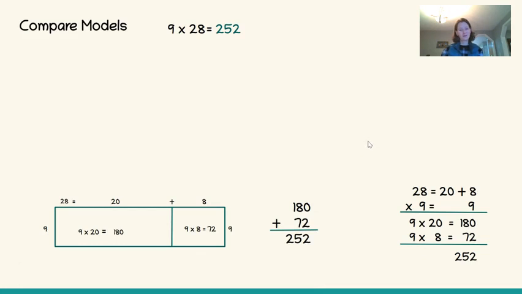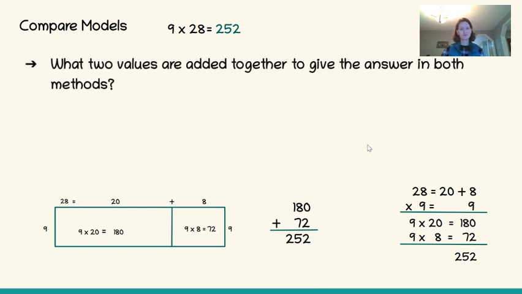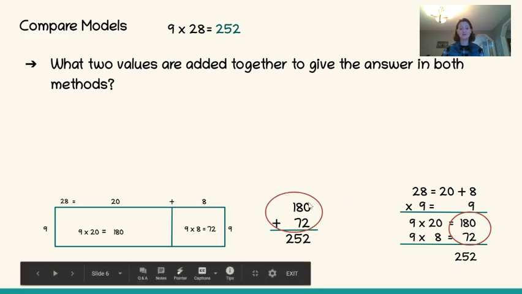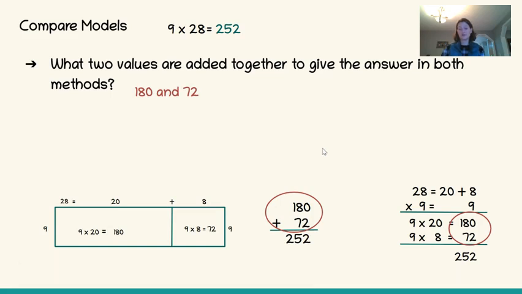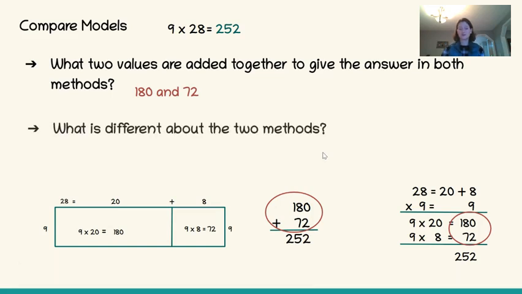So let's think about both of these models. What two values are added together to give the answer in both methods? Okay, in both methods, we are still adding the product of 9 times 20 and 9 times 8. So in both models, we are adding 180 and 72. Okay. So what is different about the two methods?